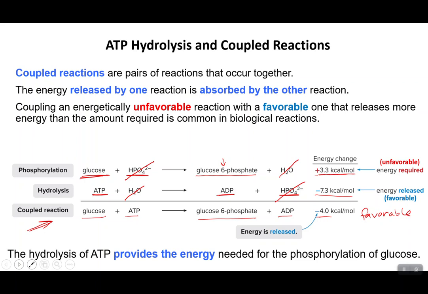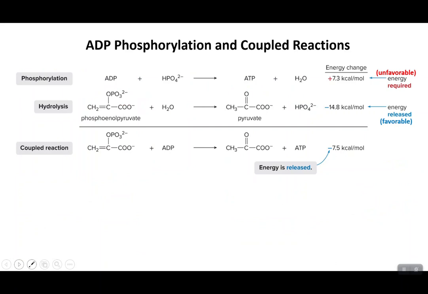So how we say this in words is that the hydrolysis of ATP provides the energy needed for the phosphorylation of glucose. Let's look now at how we can couple reactions to synthesize ATP. So now we're not hydrolyzing ATP, instead we are synthesizing it.